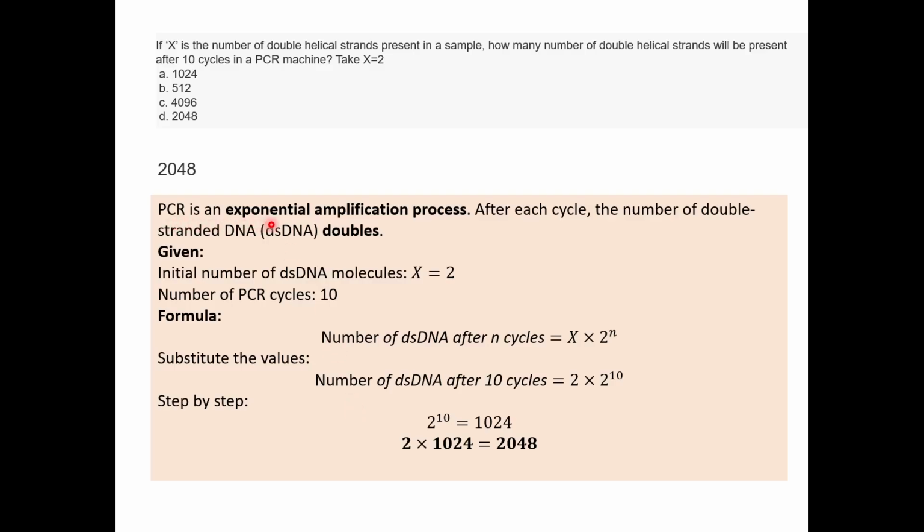PCR is an exponential process, so after each cycle the number of double helical strands doubles. Initially the given dsDNA is 2, so X is 2, and the number of PCR cycles is 10. The formula is simple: the number of double helical strands after n cycles is X into 2 to the power n, where n is the number of cycles. So 2 into 2 to the power 10, which is 2048. So that is your answer here.